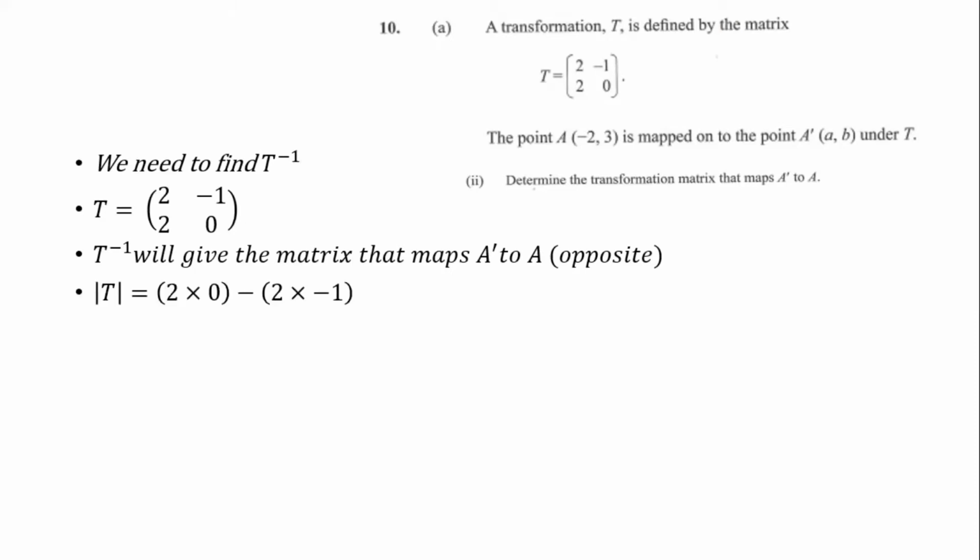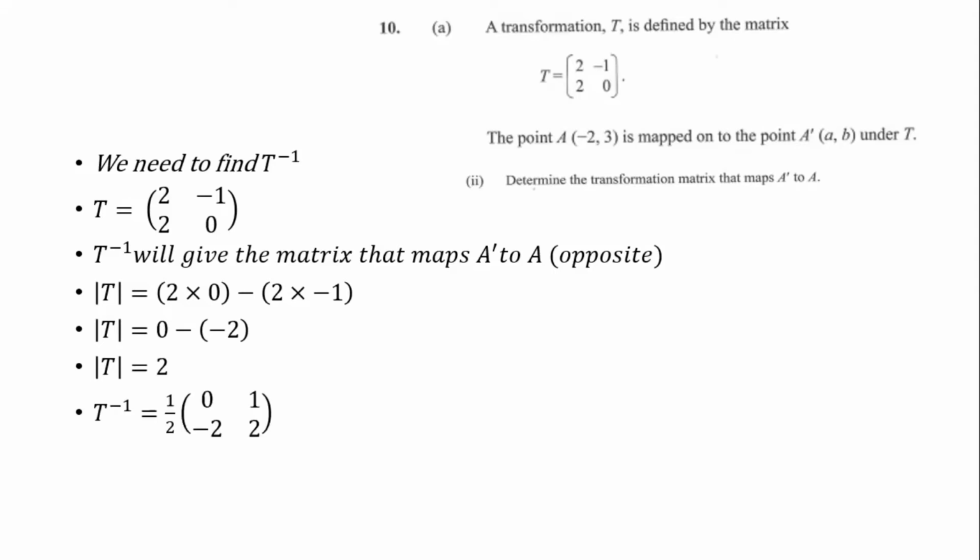When we're looking at the inverse, we first need to find the determinant of the matrix. So what we're doing is multiplying the diagonals and subtracting them. We're doing 2 multiplied by 0 minus 2 multiplied by negative 1. So 2 multiplied by 0 gives us 0, minus 2 multiplied by negative 1 gives us negative 2, and therefore the determinant is a positive 2.